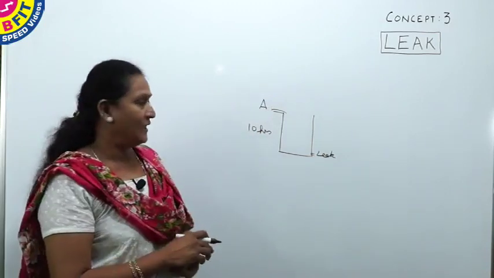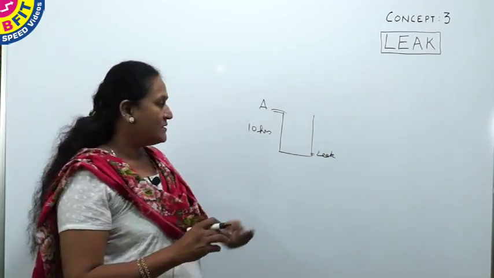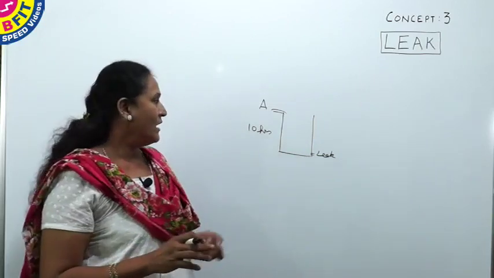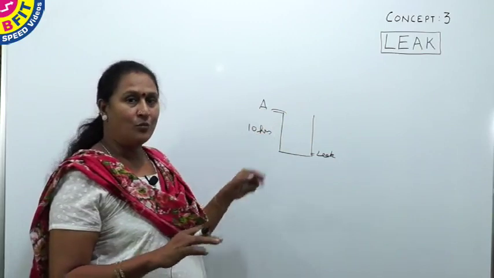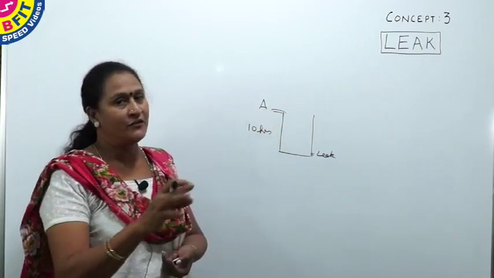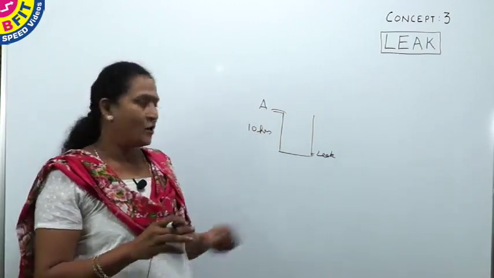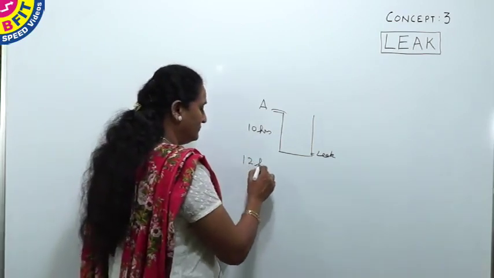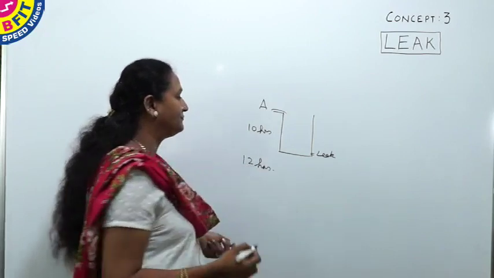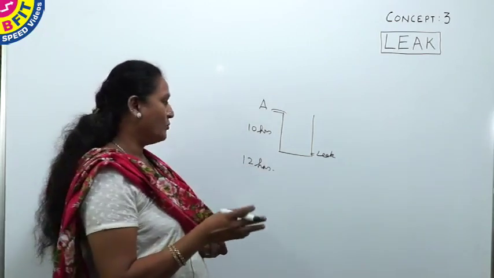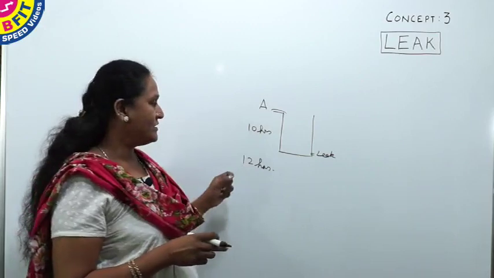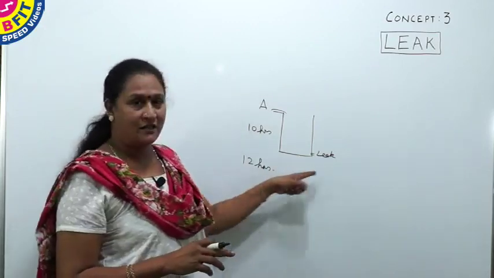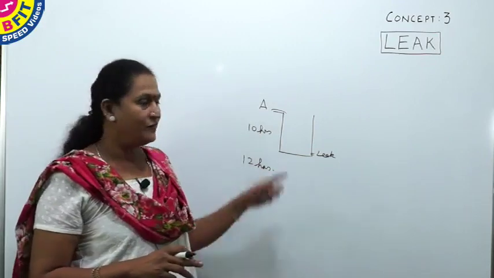So when there is a leak, what will happen? Simultaneously water will be draining off. Slowly water will be draining off, and this pipe A will take more time than these 10 hours to fill this tank. Say because of this leak it is taking 12 hours to fill the tank. So it is taking more time than 10 hours, and for example we have taken 12 hours.